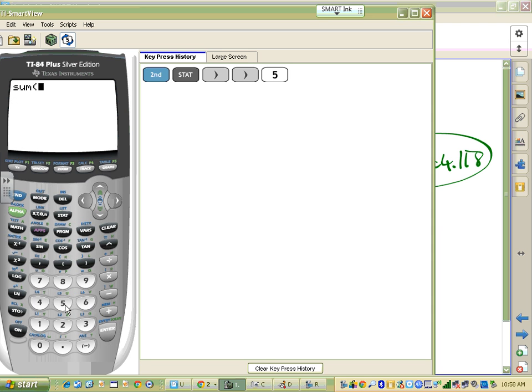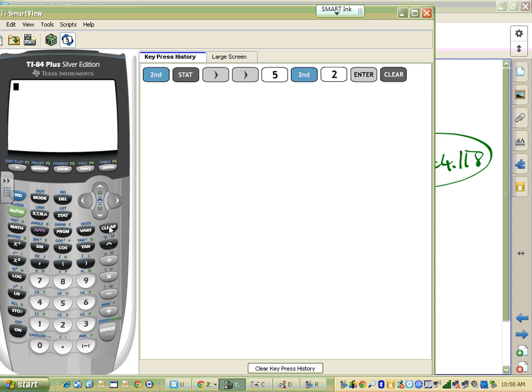So check it out. Option 5 here is the sum. I can't type that into the TI-83 or 84. I have to access it that way or in the catalog. So the sum of list 2, just to show you that all those probabilities added up, the sum of list 2 is 1. We knew it should add up to 1, okay?